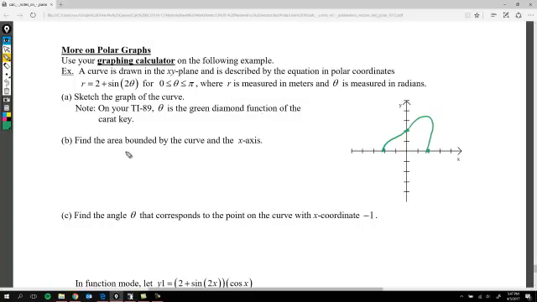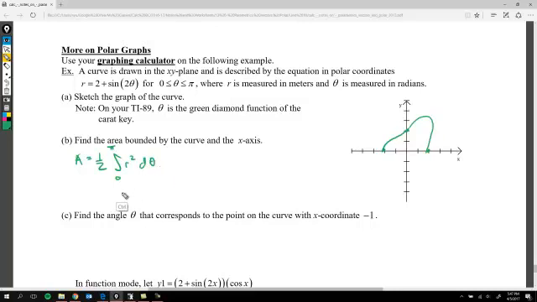So they ask us to find the area bounded by this. This is probably going to be a calculator problem. But we're going to let our area be, again, 1/2, going from 0 to pi because that's what they told us to do, 0 to pi of r squared d theta.